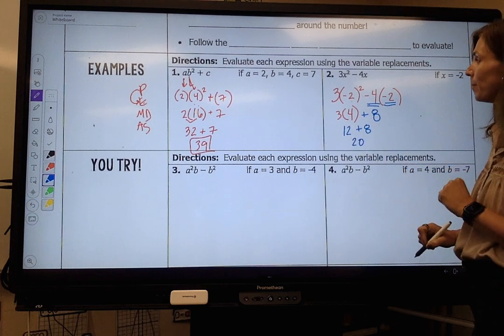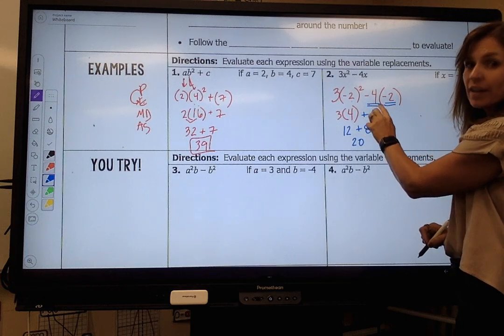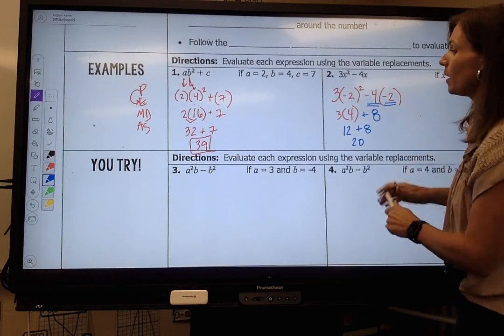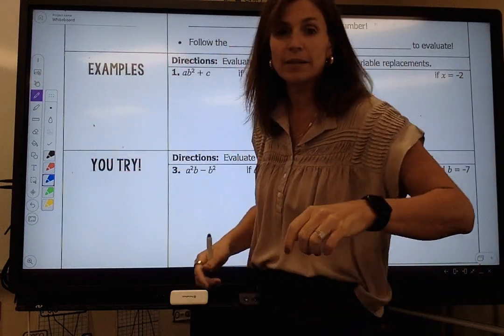Okay? Negative times a negative is a positive. These are integers, not subtraction. A -4 times a -2. All right, let's go do a few more examples, and then we'll practice these in class.